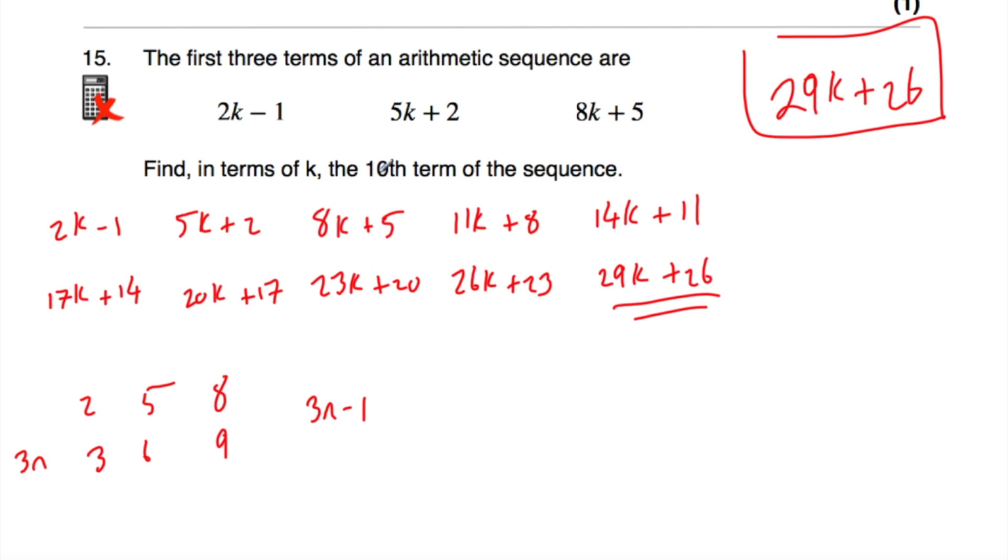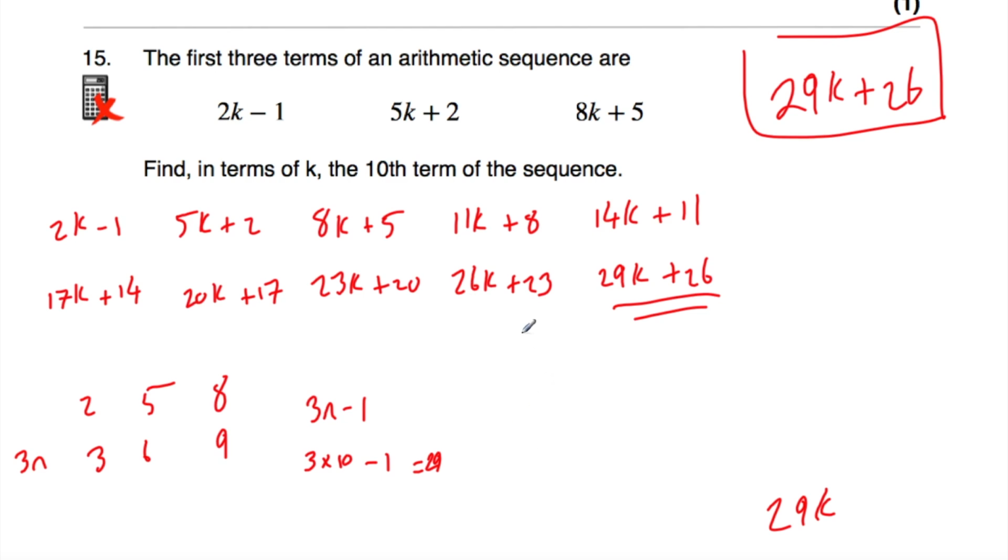Now we want to find the 10th term. So 3 times 10 would be 30. Take away 1 would be 29. So 3 times 10 is equal to 30. Take away 1 is 29. So that means there's 29 k's. That's the number of k's, 29.